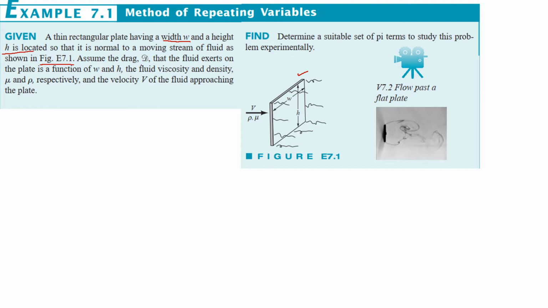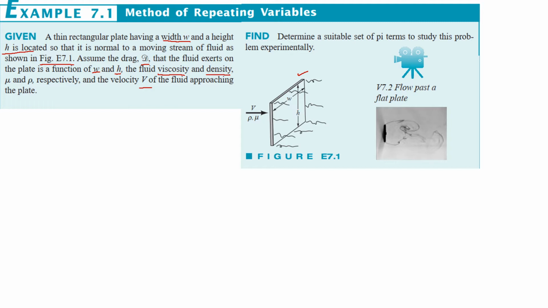Assume the drag D, the drag force that the fluid exerts on the plate, is a function of w, that is the width, and h, that is the height. It is also a function of fluid viscosity and density, respectively, and the velocity of the fluid approaching the plate. So from the statement we can say that the drag force is dependent on the width of the plate, the height of the plate, and as you can see, these variables are mentioned on the diagram: the width, the height, the velocity, density, and viscosity. So the drag force is dependent on these variables.